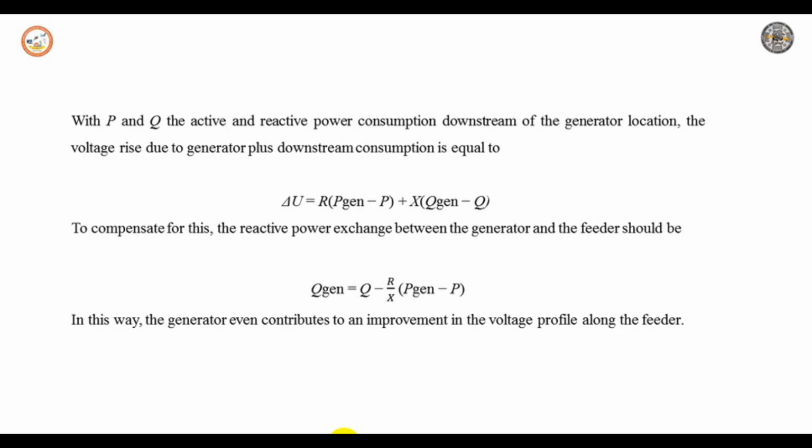To compensate, the reactive power exchange between the generator and feeder should be such that Q gen equals Q minus R by X times P gen minus P. In this way, the generator even contributes to improvement in the voltage profile along the feeder. So this is about compensating generators' voltage variation. Now let us see distributed generation with voltage control.